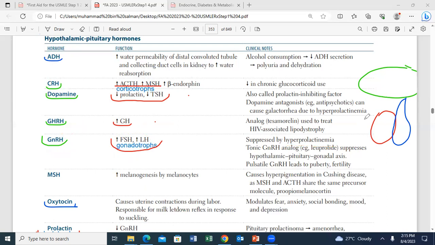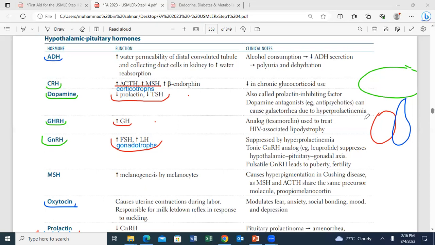All right, gonadotropin releasing hormone analog, such as leuprolide, suppresses hypothalamic pituitary gonadotropin. Definitely, when there is an analog, you are already giving gonadotropin releasing hormone, so via negative feedback, it will inhibit the formation of gonadotropin releasing hormone. An interesting point is that pulsatile release of gonadotropin releasing hormone is effective. Continuous release is not effective. Pulsatile release will increase FSH and LH, and it will lead to puberty and fertility and these things. So if we have to increase the fertility of a person, we inject gonadotropin releasing hormone in pulses.